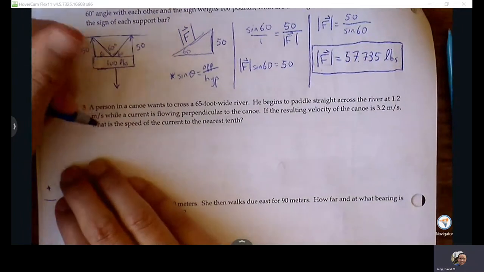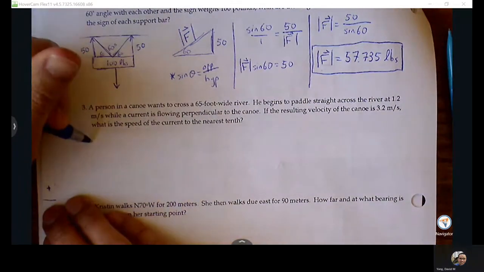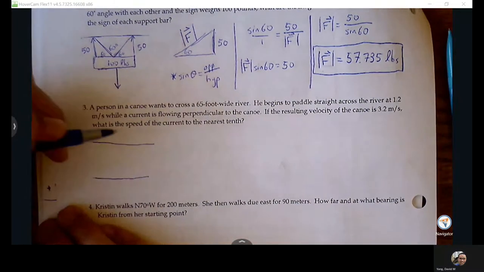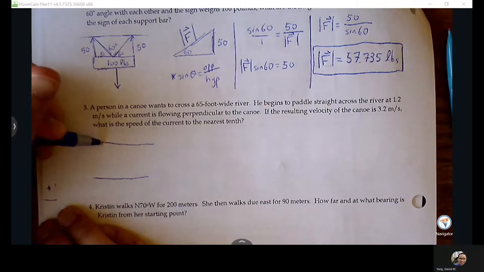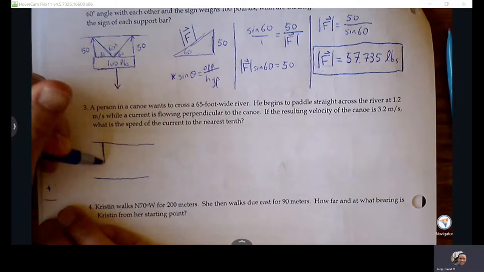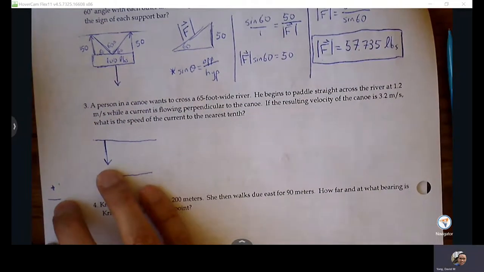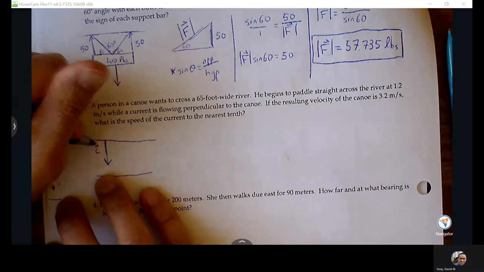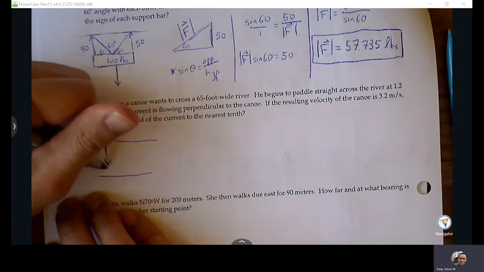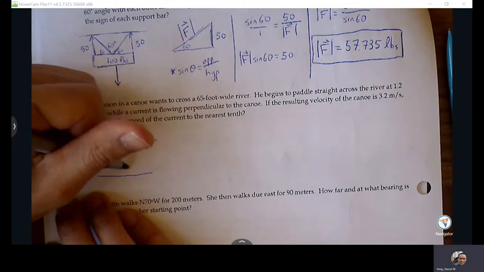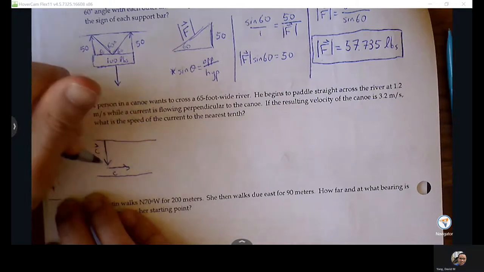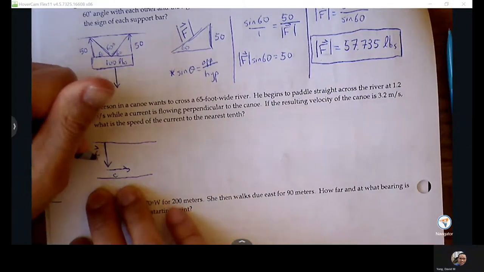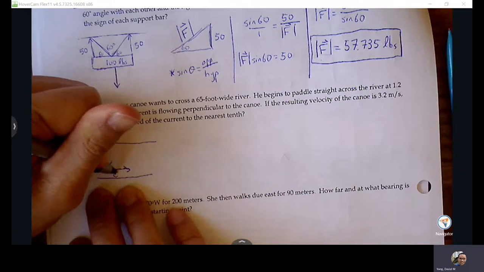Okay, so this is what we know. We know that, let's say, you can draw this multiple different ways here. But let's say the person is trying to head across this way, right? So we can call this the canoe. But then we also know the current is running perpendicular to it. Oh, same variable here. So let me call this P for person and then C for canoe. Sorry, C for the current.